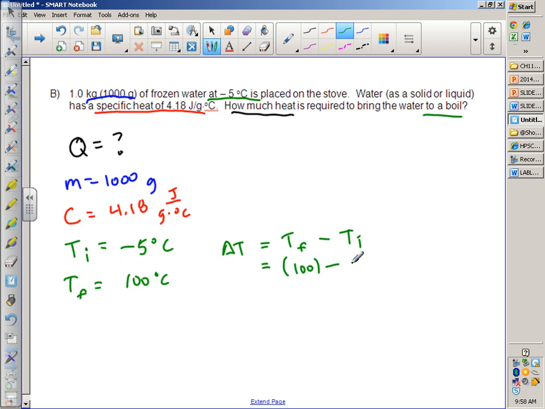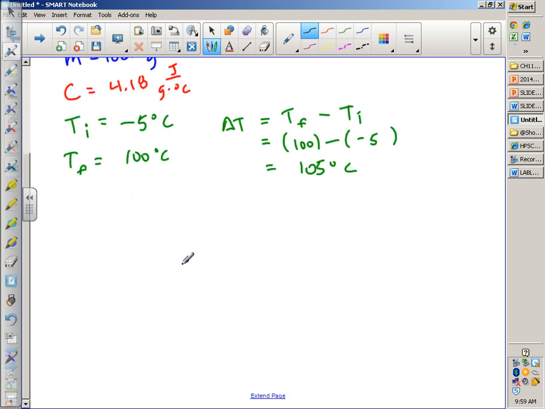You can't change the formula. All you can do is plug things in. So we subtract the initial temperature. But what was the initial temperature in this problem? -5, right? So mathematically, what do we end up doing here? Adding, because we're subtracting a negative, right? So the temperature change does turn out to be 105 degrees Celsius, right? But because we have to subtract, okay? So when we plug these things in, right?